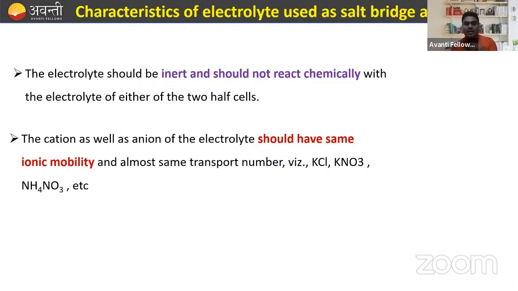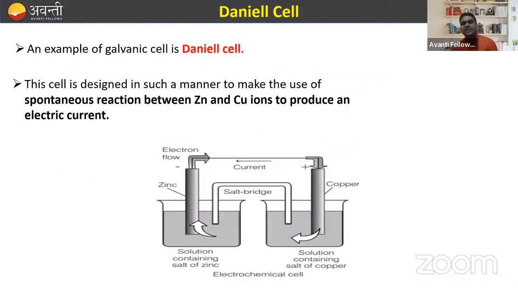It means, if I'm talking about KCl, both K positive and Cl negative have equal reactivity, they have ionic mobility, meaning they have a strong tendency to move. Potassium has a positive charge, so it has a strong tendency to go towards the negative end, and Cl has a negative charge, so it also has a strong tendency to go towards the positive end, right? So in this sense, the cation as well as the anion of the electrolyte should have the same ionic mobility. Okay, so I hope this is clear to you.